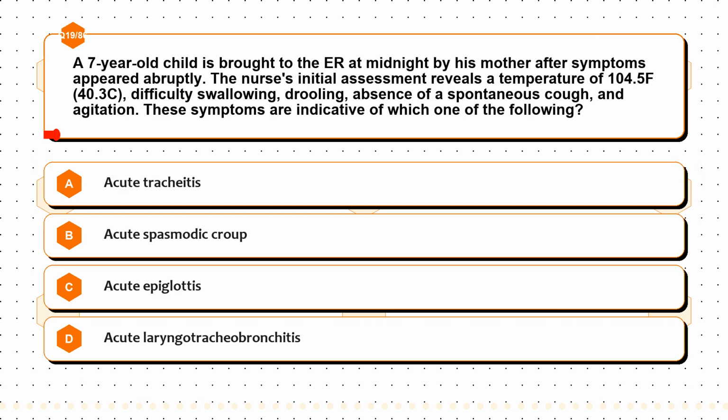Question 19. A 7-year-old child is brought to the ER at midnight by his mother after symptoms appeared abruptly. The nurse's initial assessment reveals a temperature of 104.5 F (40.3 C), difficulty swallowing, drooling, absence of a spontaneous cough, and agitation. These symptoms are indicative of which one of the following? Here are the options. Option A, acute tracheitis. Option B, acute spasmodic croup. Option C, acute epiglottitis. Option D, acute laryngotracheal bronchitis.